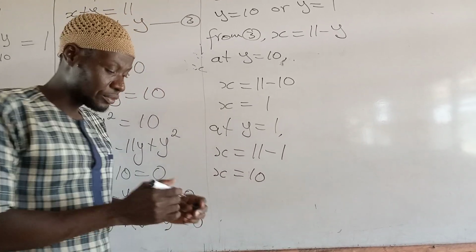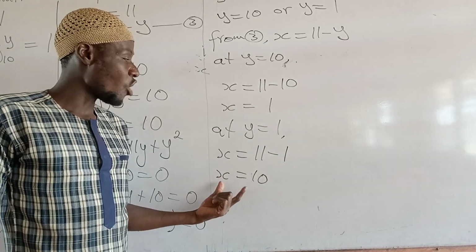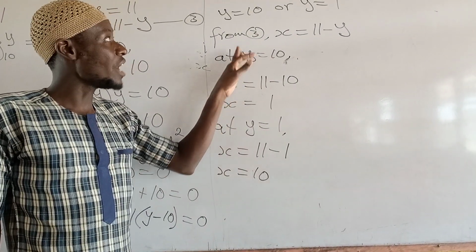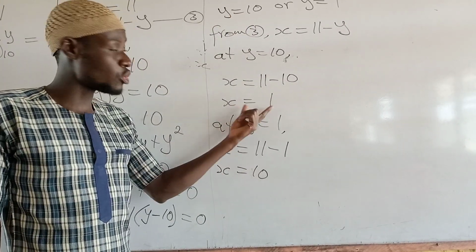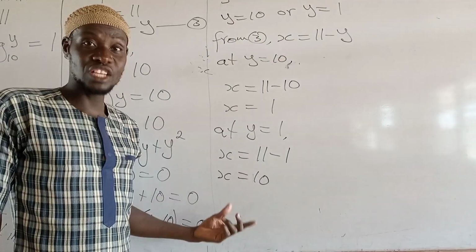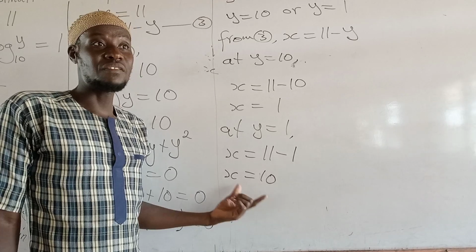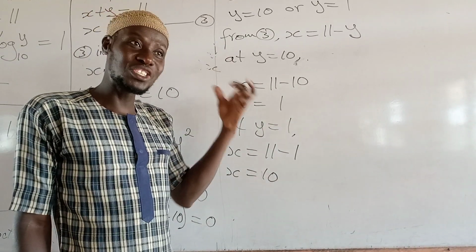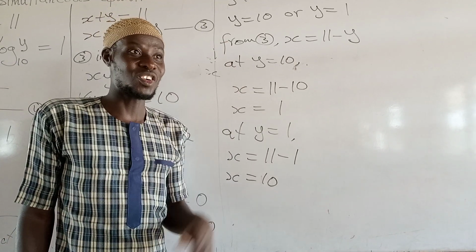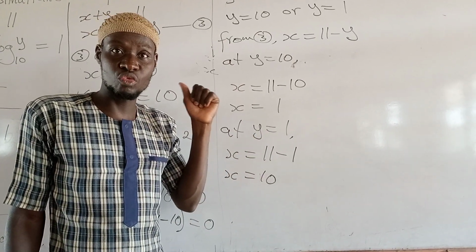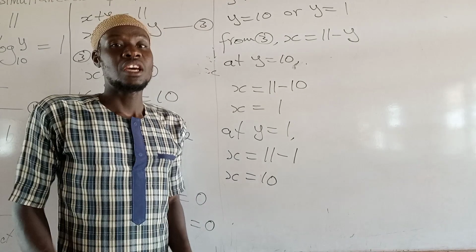And so therefore, if your y is equal to 10, your x will be 1. If your y is 1, your x will be 10. Invariably, the solution set to this question is 1 and 10. Or the answers to these two equations are 1 and 10.